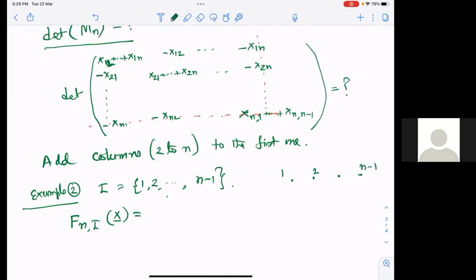Now this nth vertex will come, and either it will go with this, or it will go with this, or it will go with this, right? So what is the generating function for it? x_{n,1} plus x_{n,2} plus up to x_{n,n-1}.